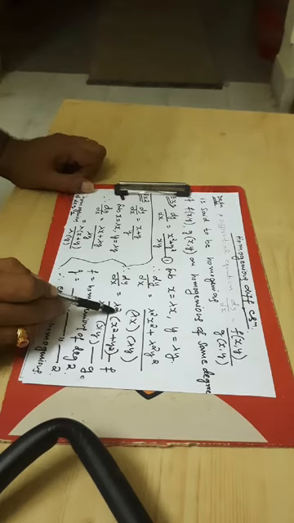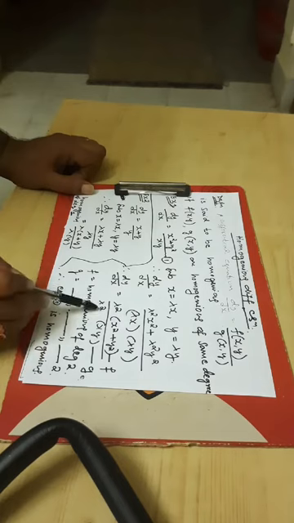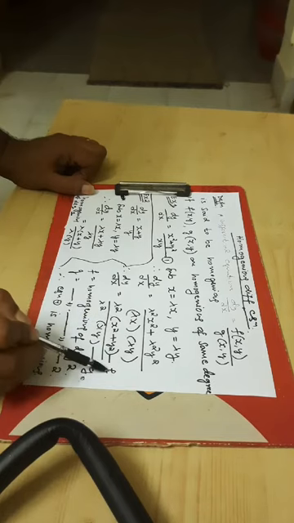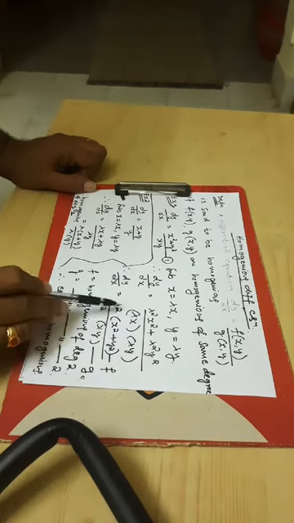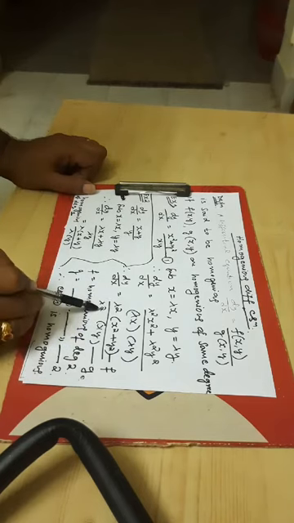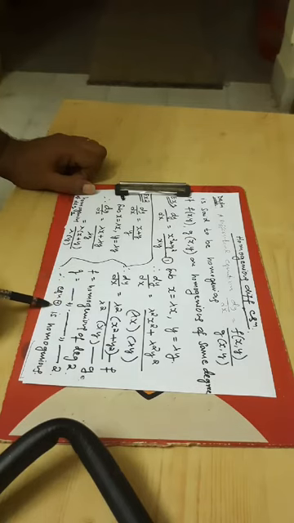Now what is the power of lambda in the numerator? 2. So f is homogeneous of degree 2. What is the power of lambda in the denominator? 2. Therefore g is homogeneous of degree 2. So the function f in the numerator is homogeneous of degree 2, and g is also homogeneous of the same degree. Both are of the same degree. Therefore the given differential equation is homogeneous.